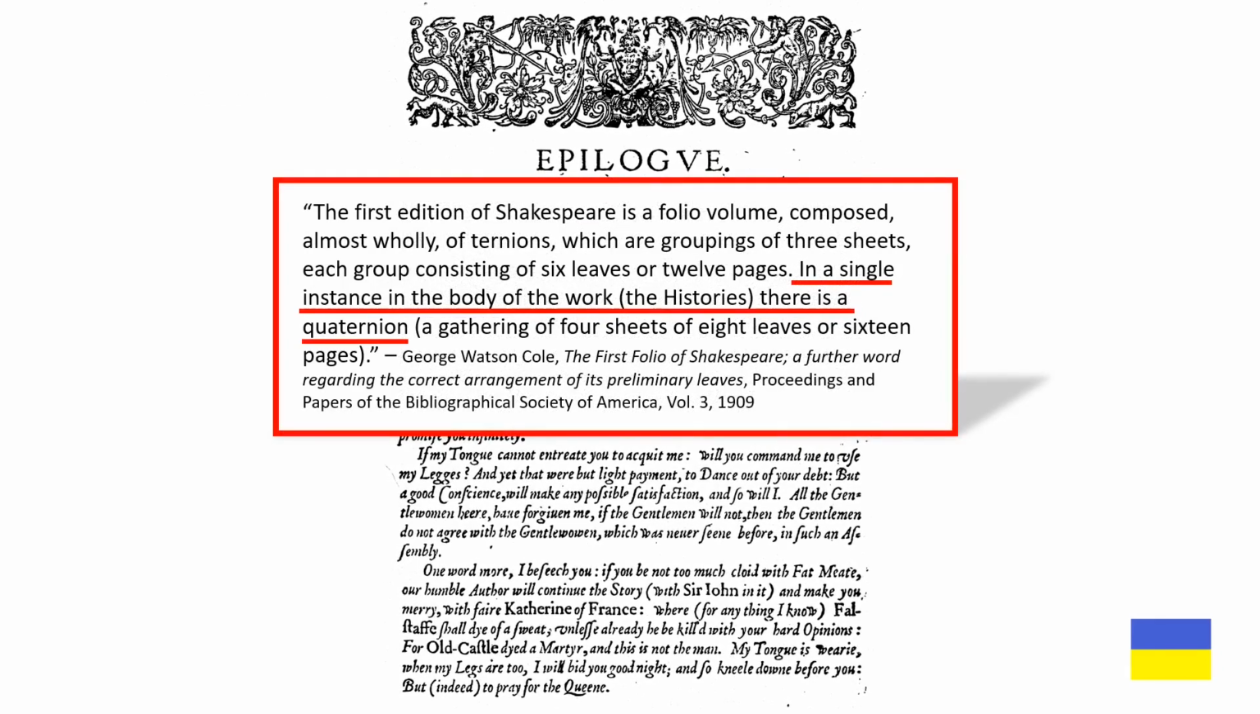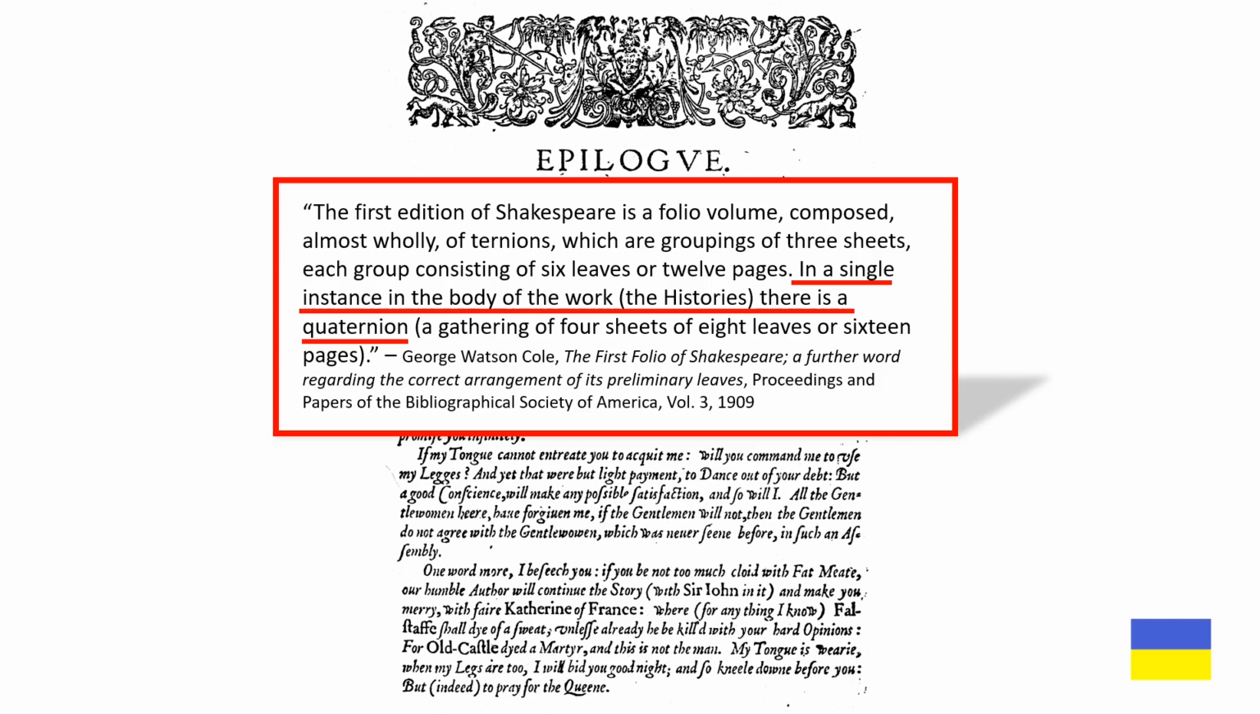This information will be known to people who've watched "First Folio Enigmas Solved," but I'm going to go over it again so that people who have not seen that long video will understand what's going on. Watson Cole wrote, "The first edition of Shakespeare is a folio volume composed almost wholly of ternions, which are groupings of 3 sheets, each group consisting of 6 leaves or 12 pages. In a single instance in the body of the work, the Histories, there is a quaternion, a gathering of 4 sheets of 8 leaves or 16 pages."